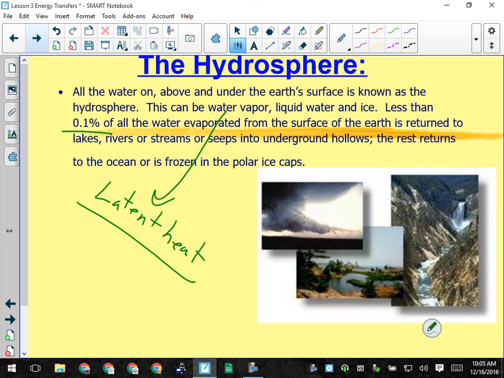If water gets frozen in a polar ice cap or a glacier or something like that, is it lost? It's still there, and eventually it'll be released. Agreed? And we're releasing quite a bit of it right now. The glaciers are all shrinking, and they're shrinking quite rapidly, actually.